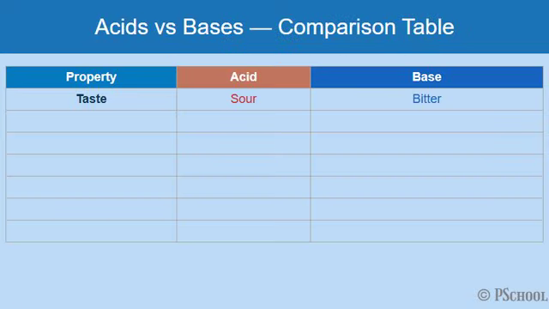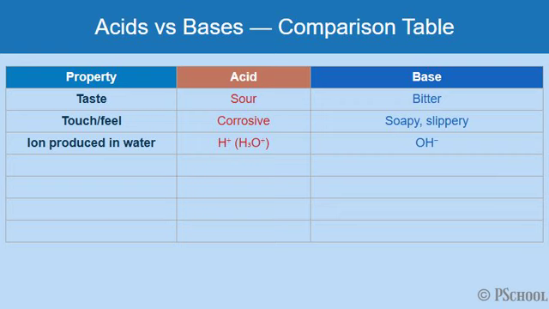Side-by-side comparison of key properties of acids and bases. Taste: acids are sour, bases are bitter. Feel: acids are corrosive, bases are soapy and slippery. Ion produced in water: acids give H+, bases give OH-. Effect on litmus: acids turn blue litmus red, bases turn red litmus blue.